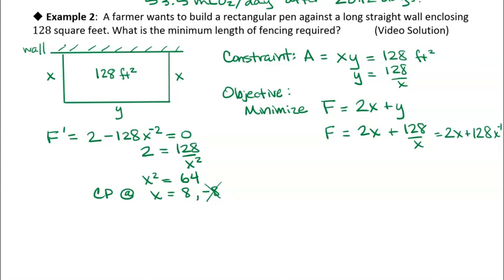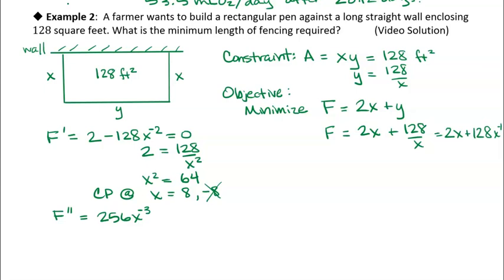Now, I would like that to be a minimum, right? There's only one, so let's hope it's a minimum. But we've got to test it. With this one, it's pretty easy just to find the second derivative, right? Okay, so the derivative of 2 is just 0. And then if I bring down the negative 2, I get a positive 256x to the minus 3.